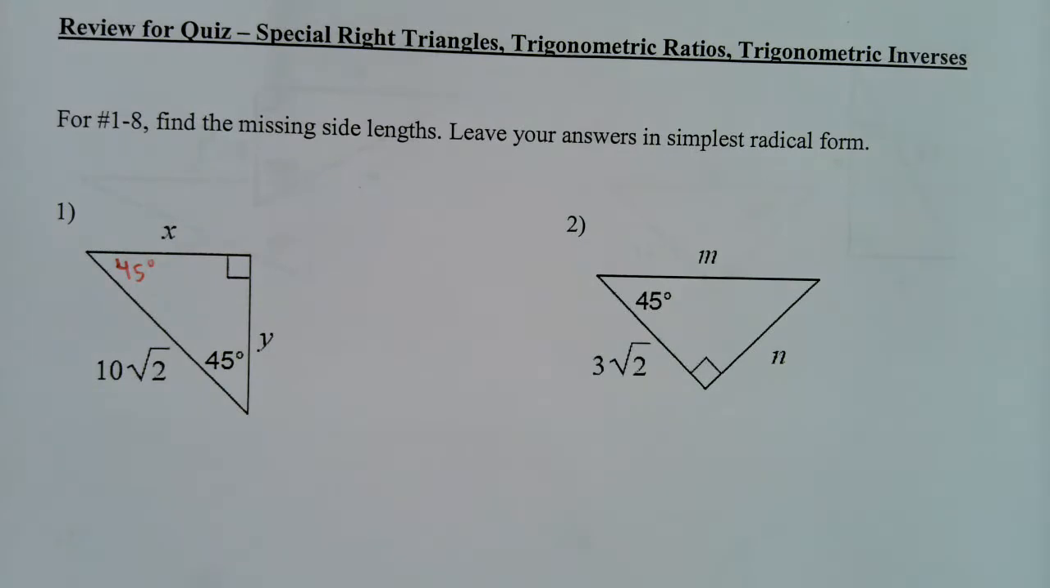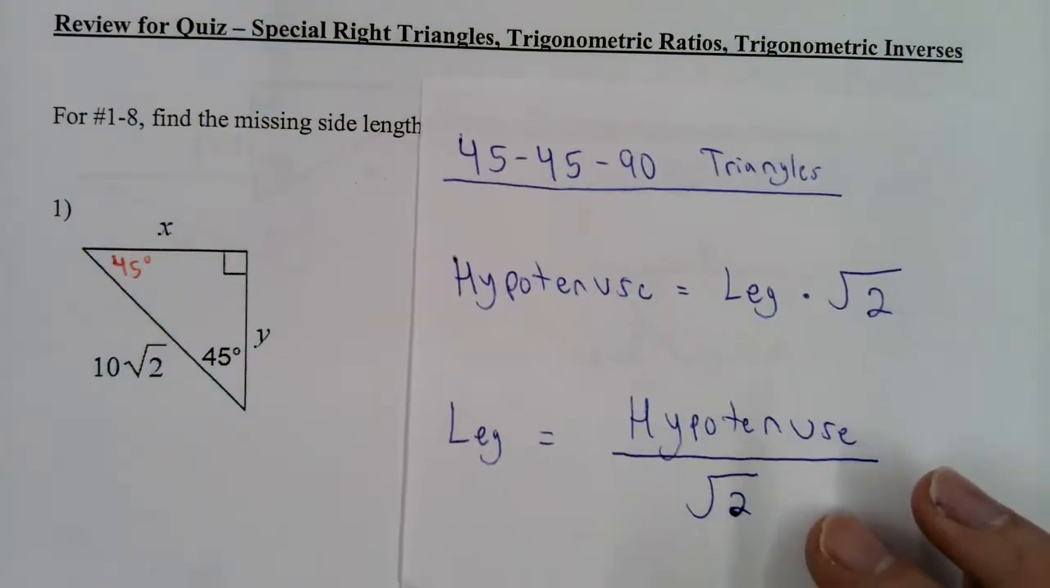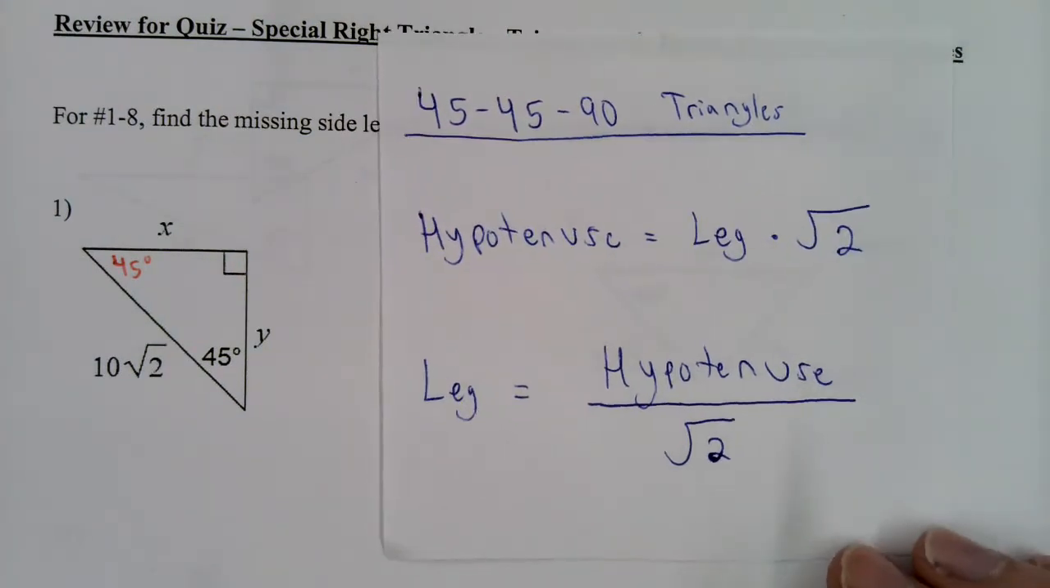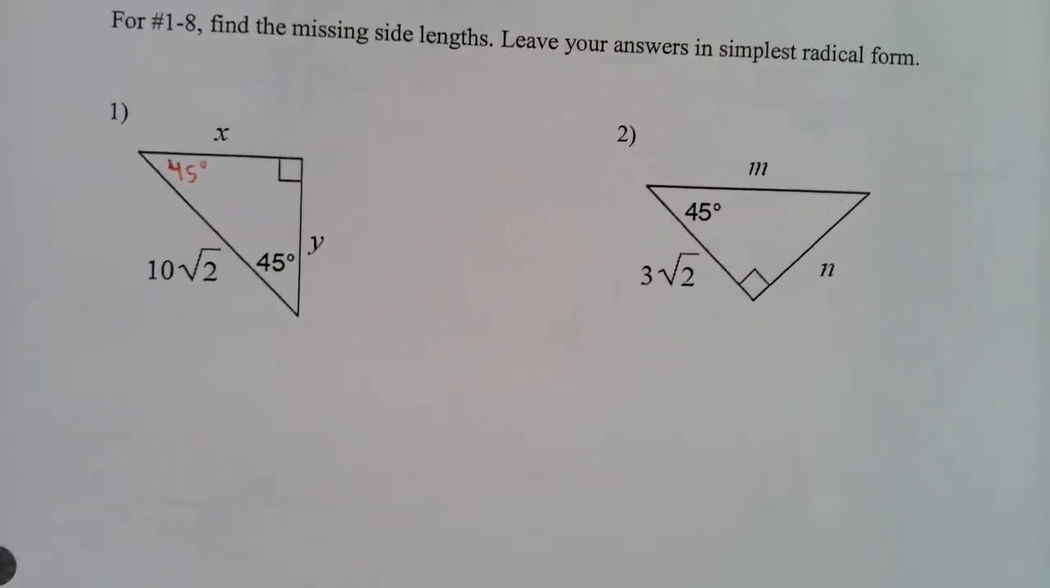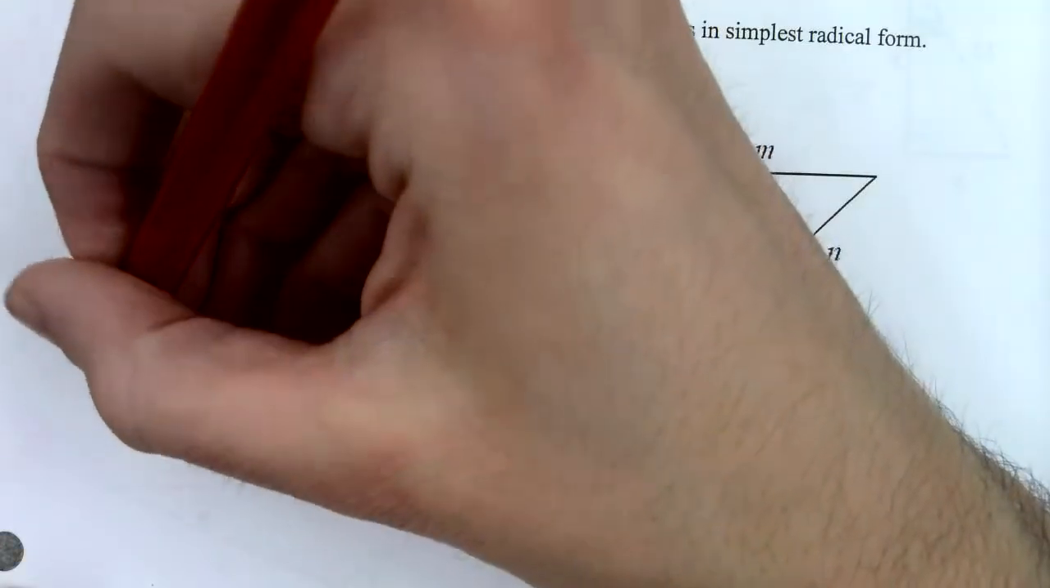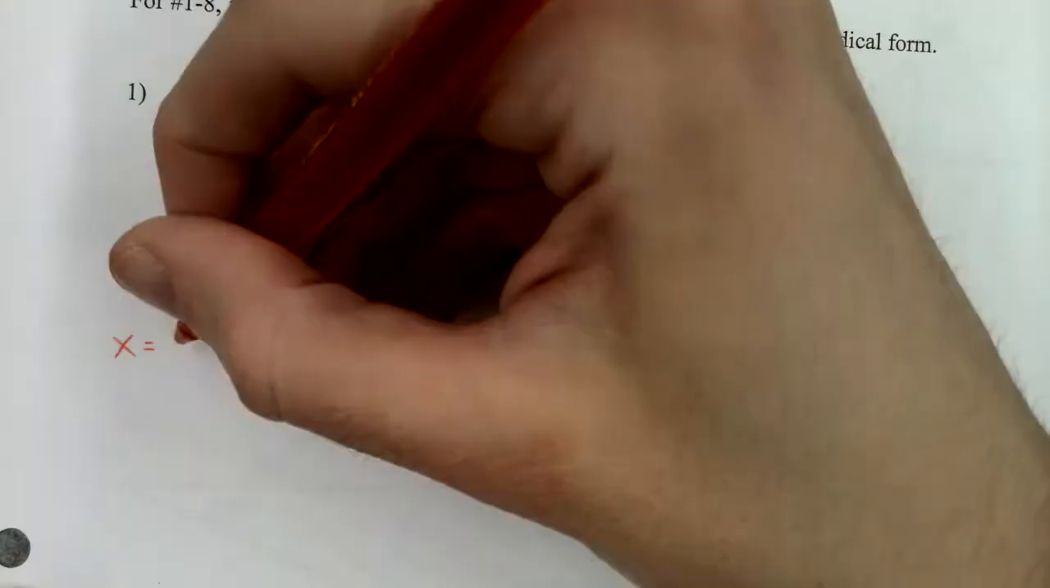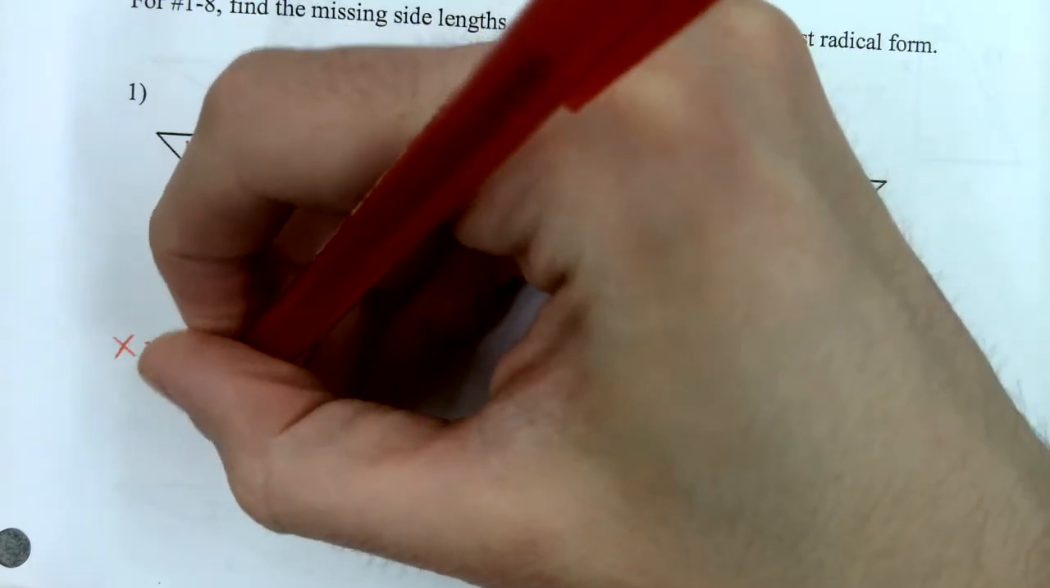You have 2 rules. I'll just put them right here so you can see them. We have the leg. We have the hypotenuse and you want the leg. So we're going to use the bottom formula. Okay? Leg equals hypotenuse divided by square root of 2. So let's start with x. X equals the hypotenuse, which is 10 square root of 2, divided by the square root of 2.